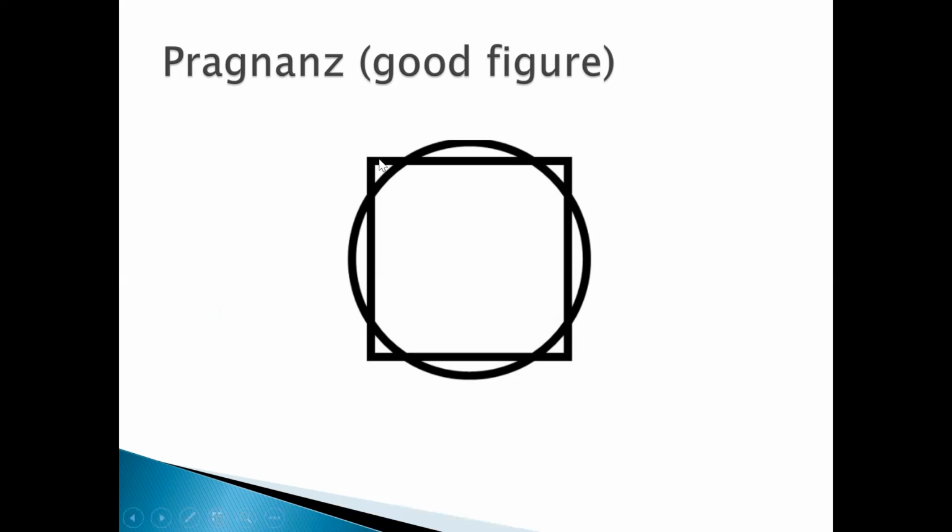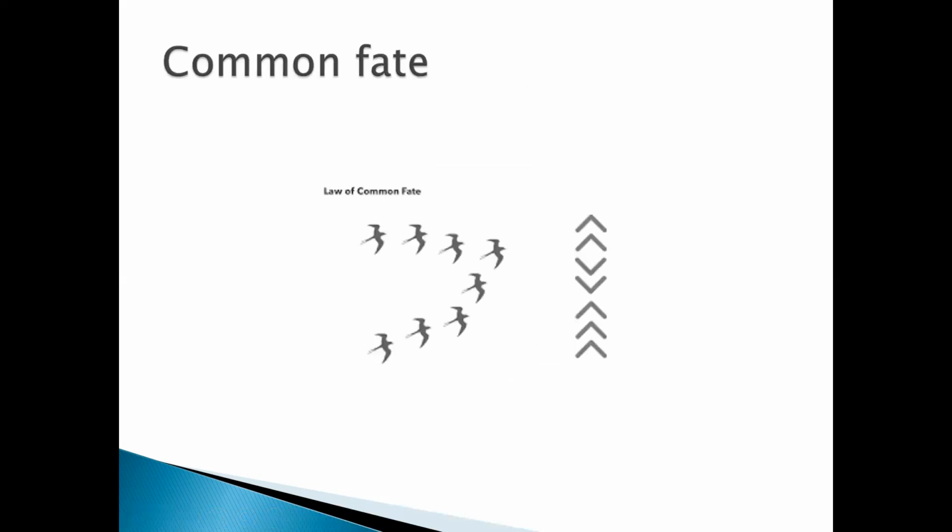And so instead of seeing a triangle, triangle, triangle, triangle, sliver, sliver, sliver, sliver, what you perceive is a circle on top of a square because it's simpler. Common fate is this idea that things that look like they are doing the same thing will go together. And so instead of seeing 8 birds, you see a line of geese flying.